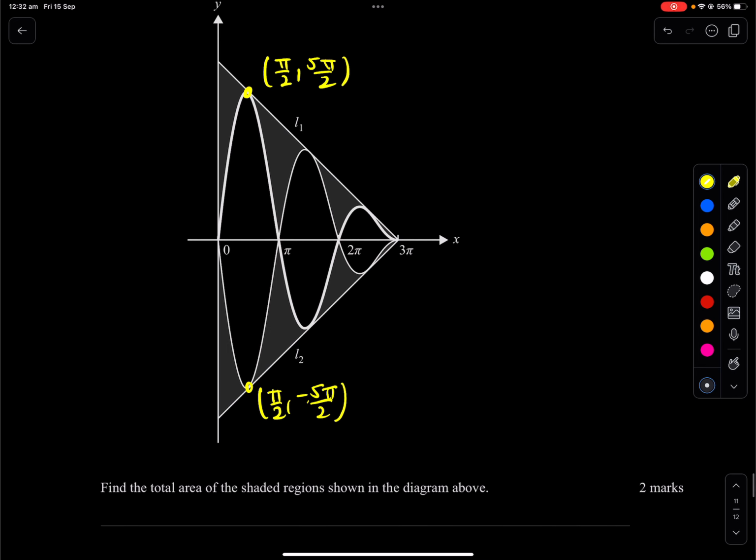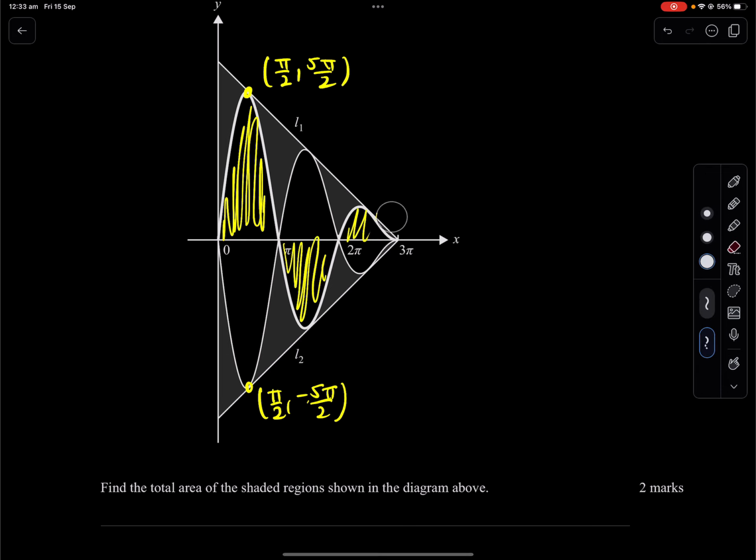Okay, so what I'm going to do is find the area of this big triangle over here, one of these triangles. If I find the area of this triangle and double it, we get the area of the overall total triangles. So let's do that first. Then we calculate the area of one of these graphs, double it, and subtract them to get the answer. So first let's calculate the triangles.